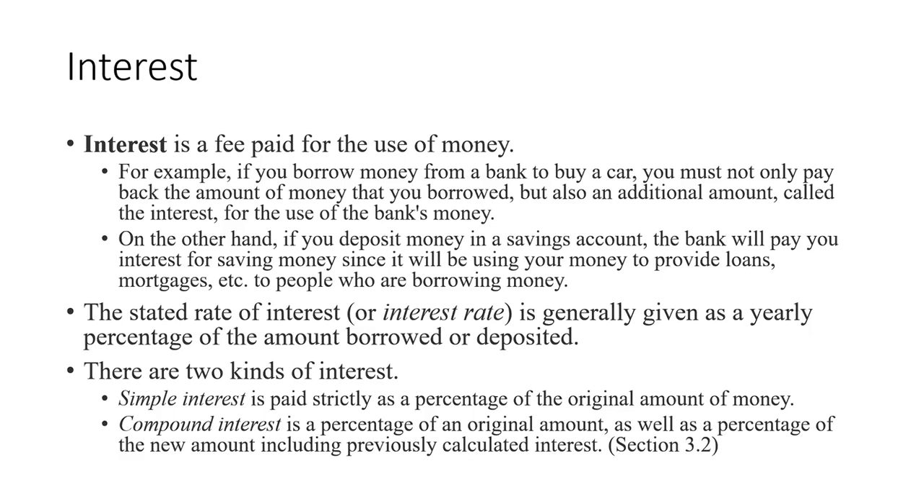There are two types of interest. Simple interest is strictly paid as a percentage of the original amount of money that you invest, and compound interest is a percentage of an original amount, as well as the percentage of the new amount that's earned over time. We'll talk about compound interest in the next section.